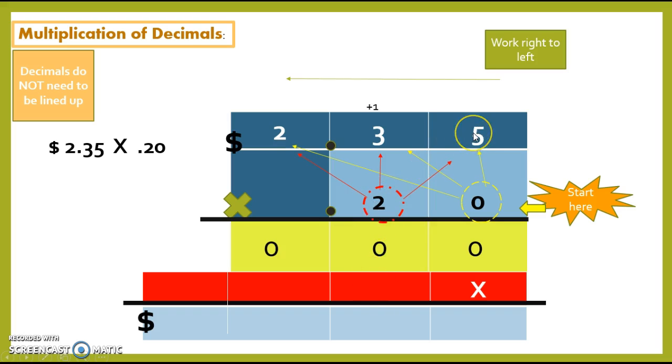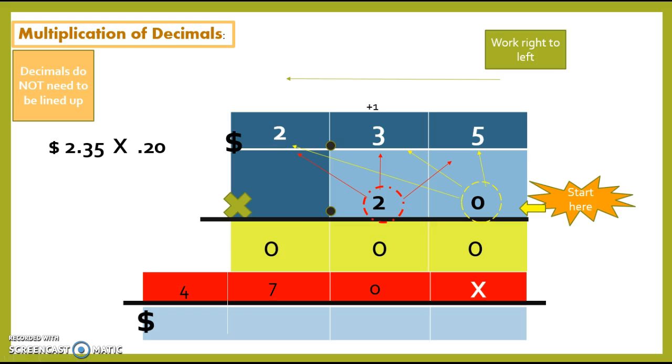2 times 5 is 10. I put the 0 down, carry the 1. That little 1 is going to be added on, because now I'm going to multiply 2 times 3, go right above him, add that 1. So 2 times 3 is 6, add the 1 makes 7. I put my 7 down here as I'm moving from right to left. 2 times 2 is 4. Again, my answer goes over here.